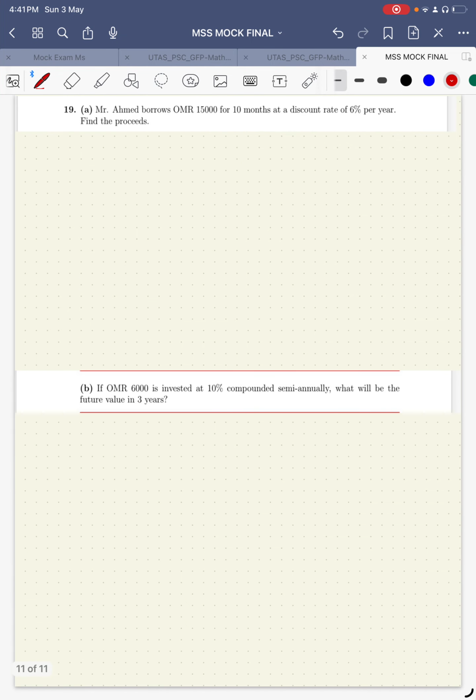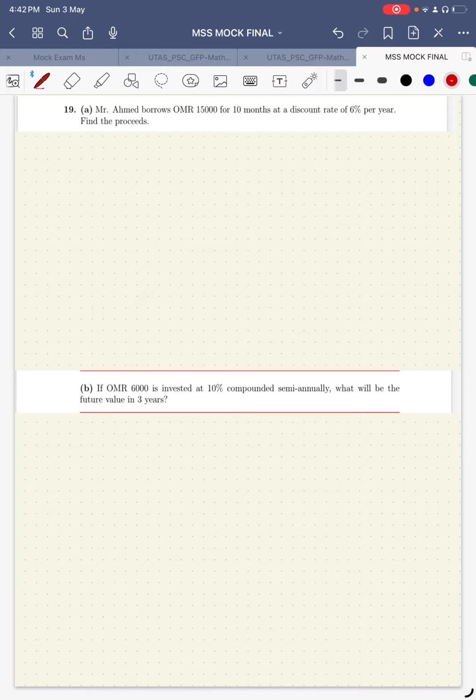Now let's go to question 19. In question 19, Mr. Ahmed borrows 1500 Omani riyals for 10 months at a discount rate, or an interest rate, of 6% per year. Find the proceeds.